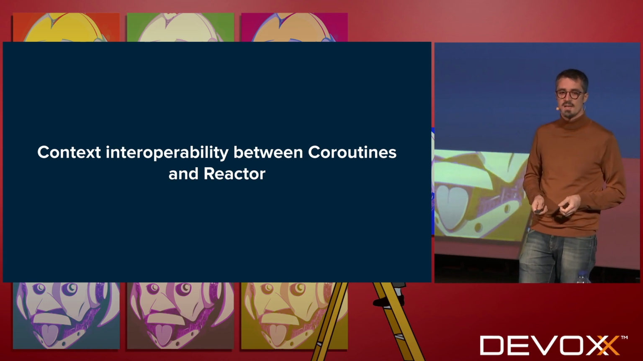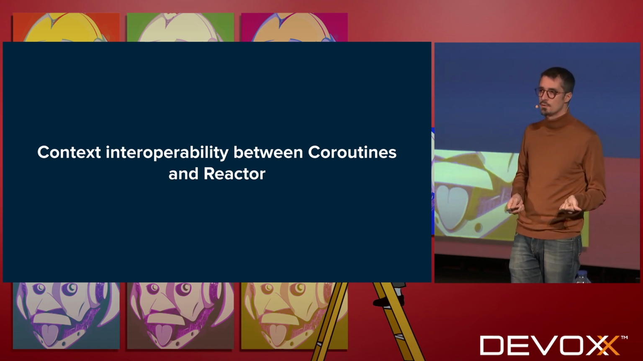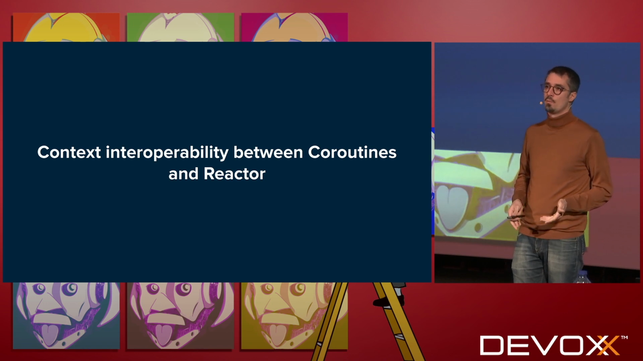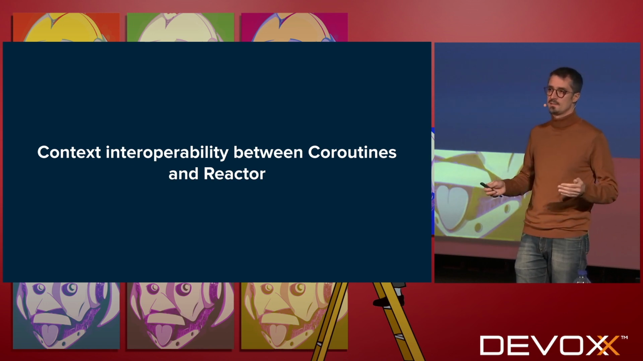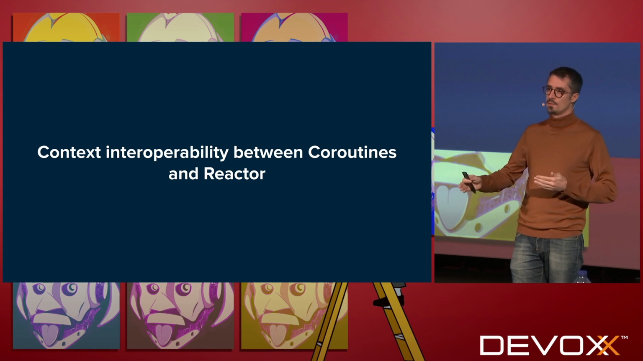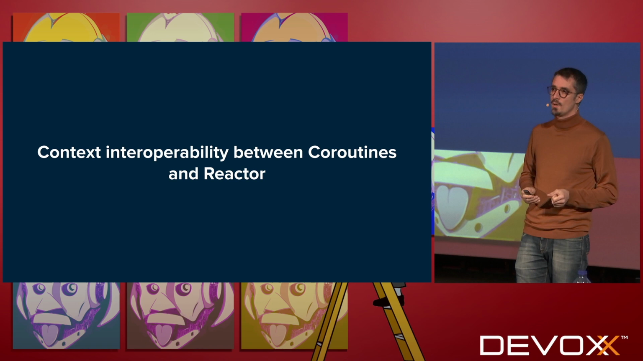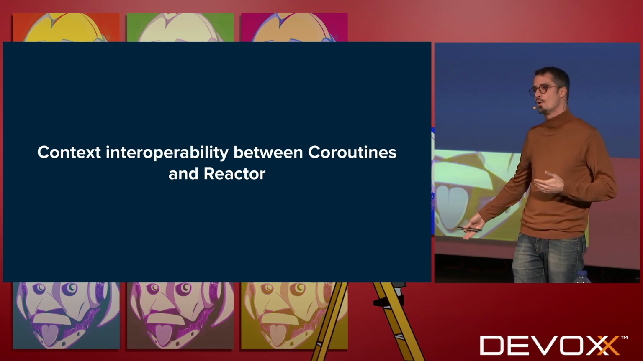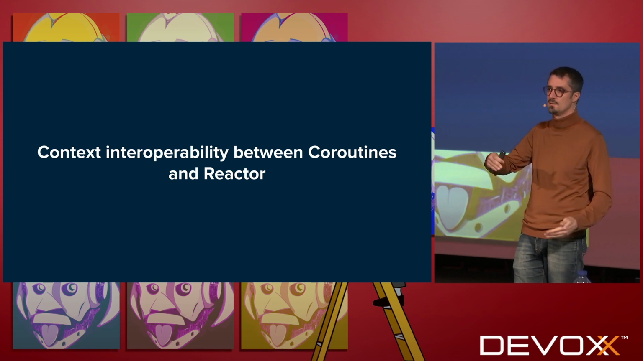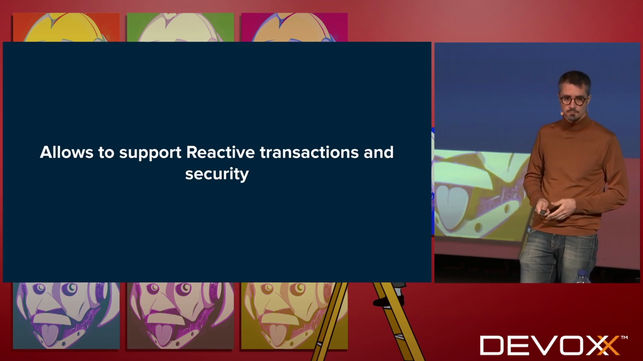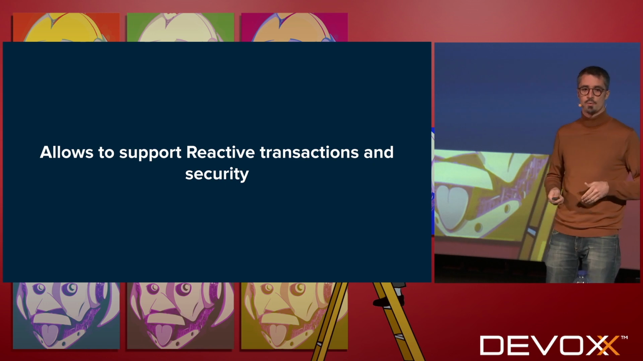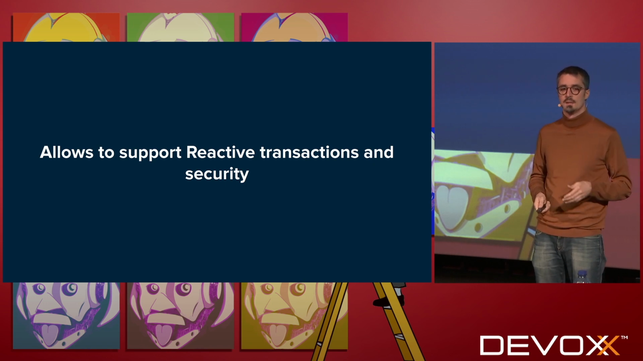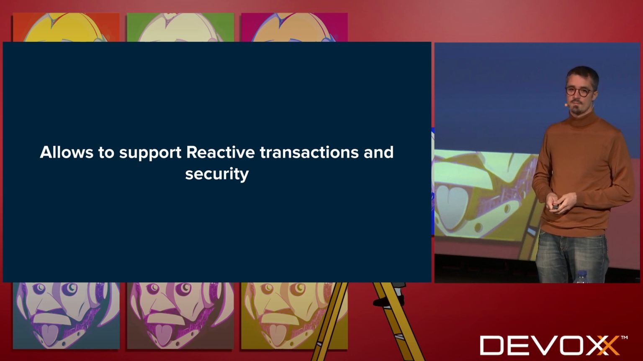And the interesting thing is that coroutines also have a context, which is the coroutines context. And what JetBrains has done is that the coroutines context and Reactor context are automatically interoperable. That means that when you put something on the coroutine context, it will be available, for example, at the framework level on the Reactor context, and the other way around as well. And that allows us to support reactive transactions and security in the coroutines world. I will show that later with the application we will develop.